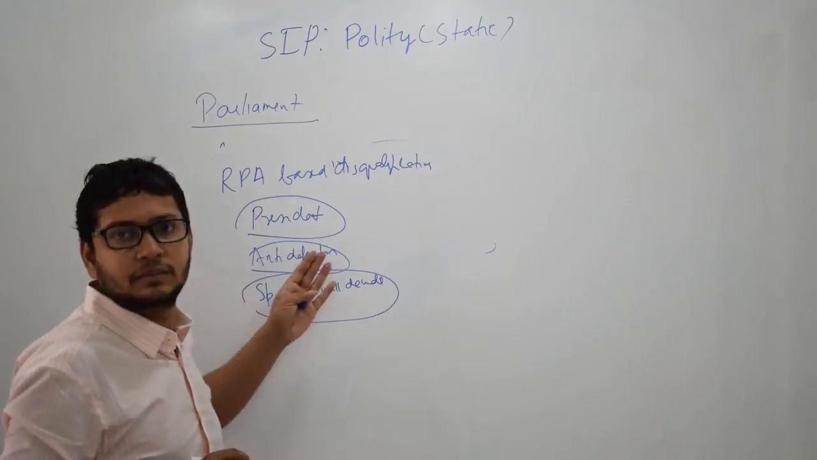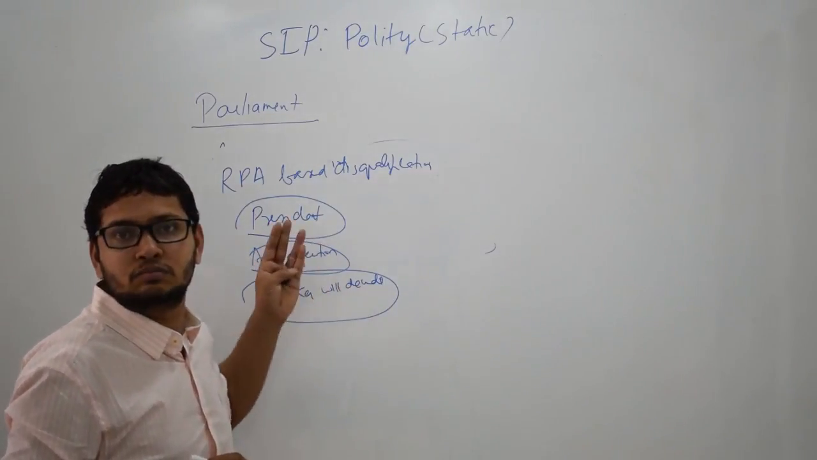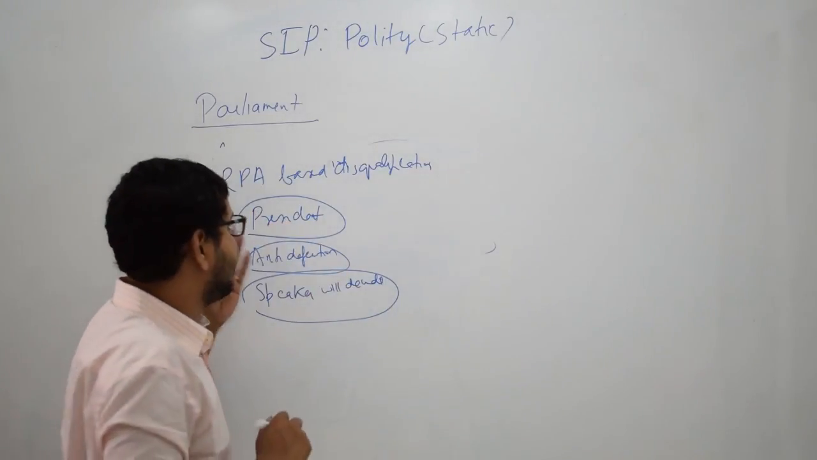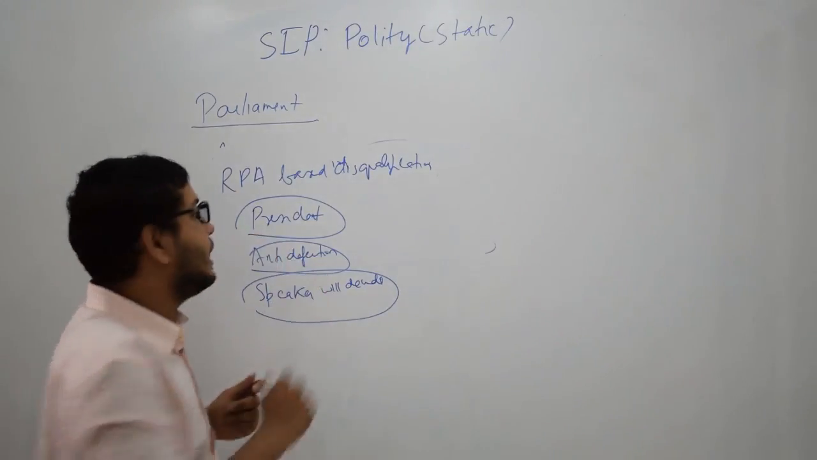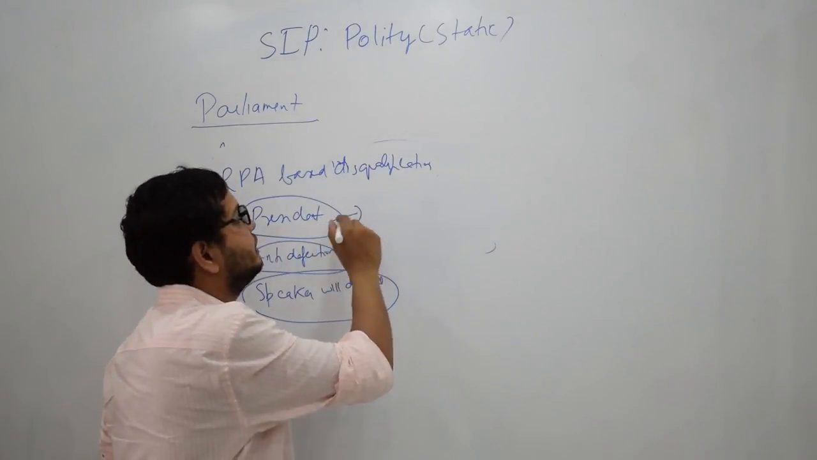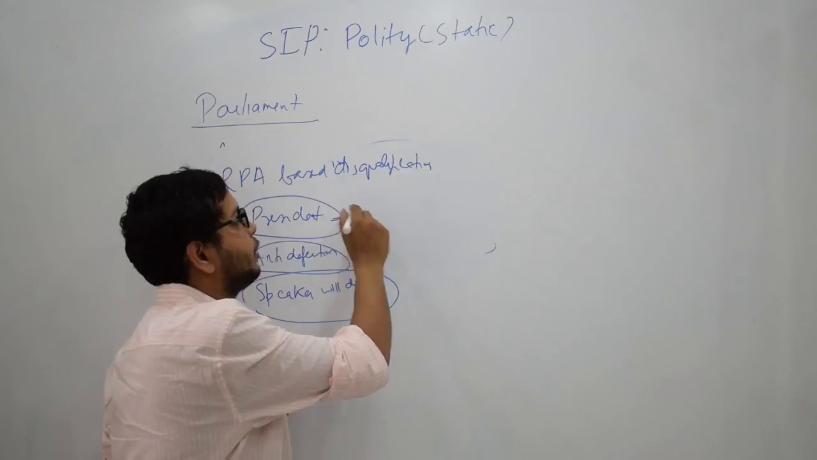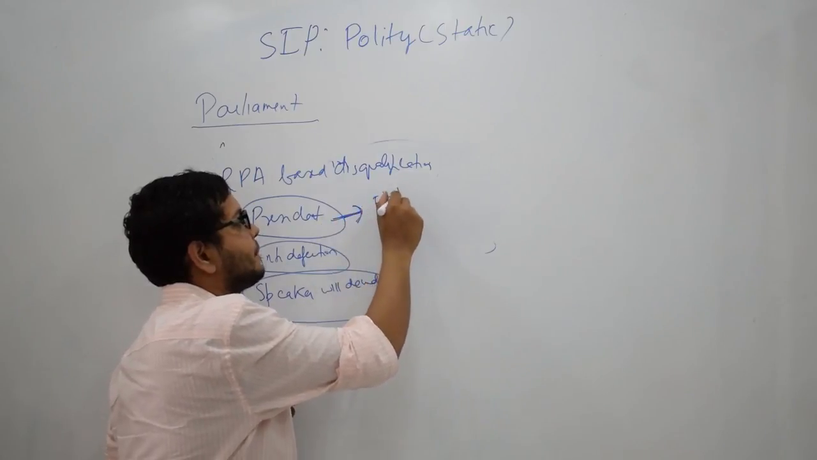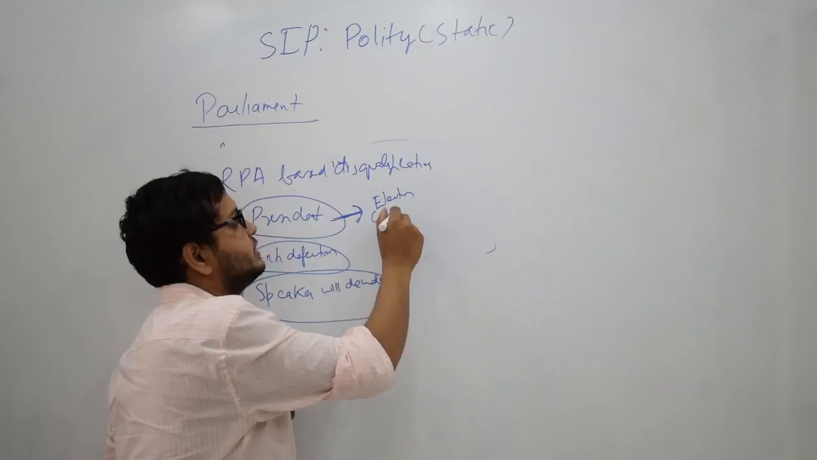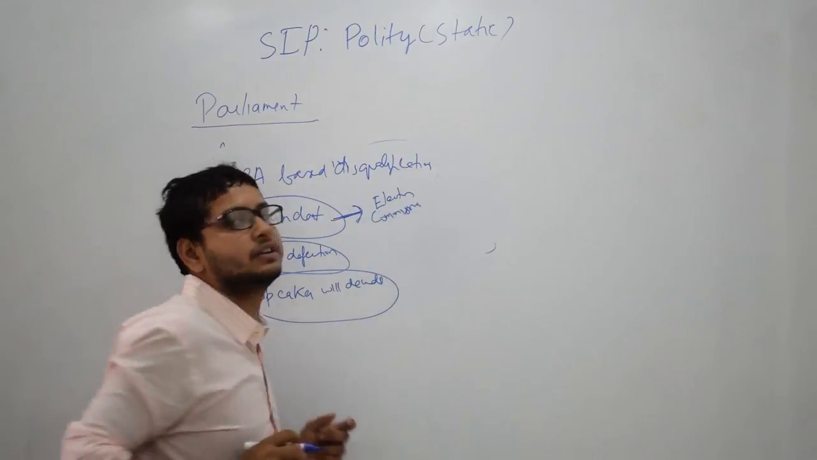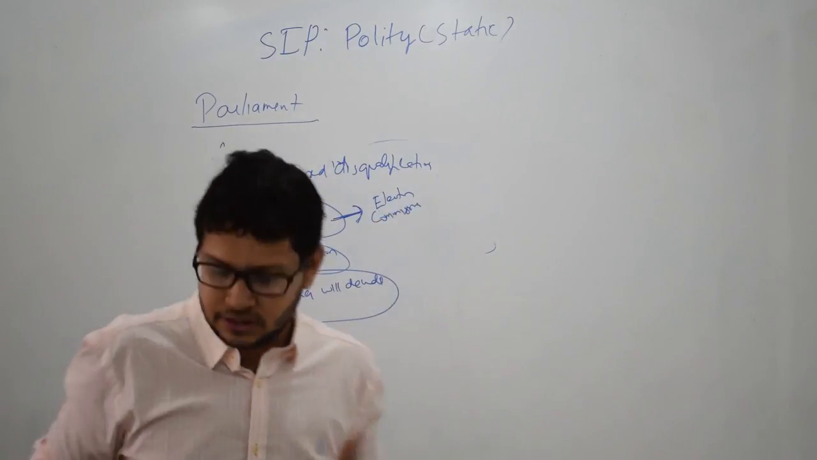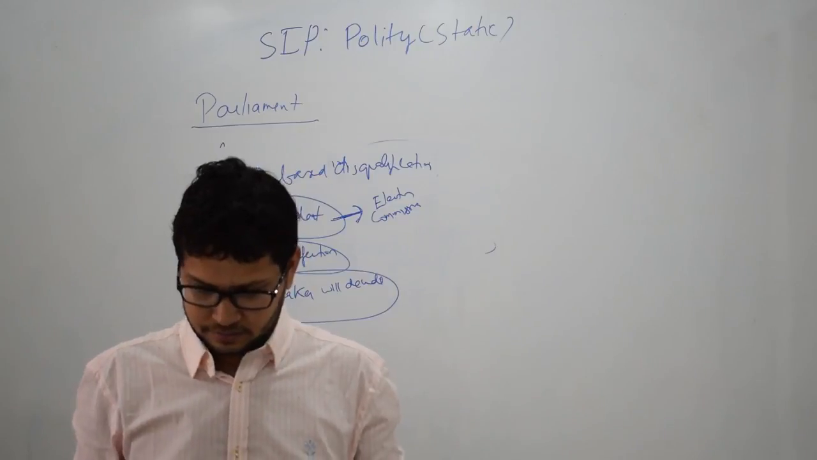In case of other criteria for disqualification, it will be the president who will decide that, and the president will not act on his own. He will get advice from the election commission. So that is not his discretionary power. Based on the election commission's advice, the president will act.